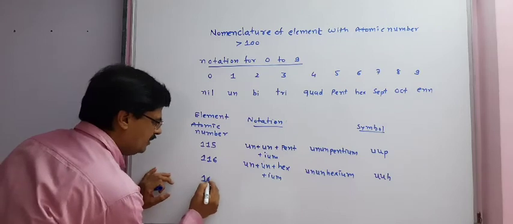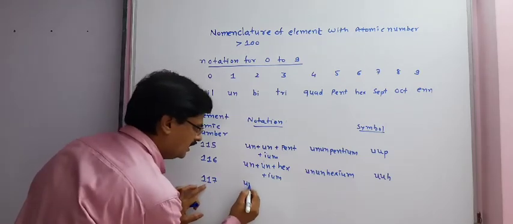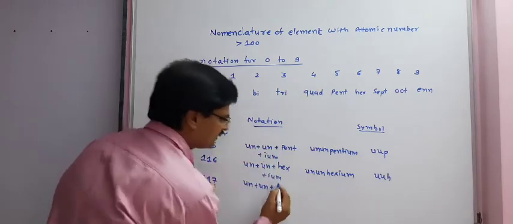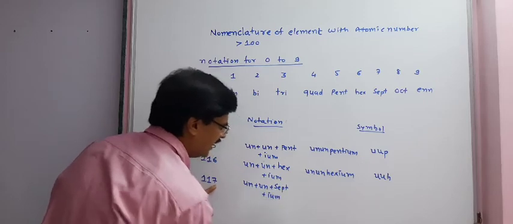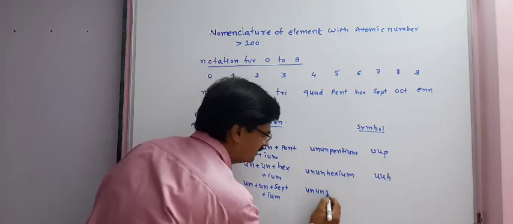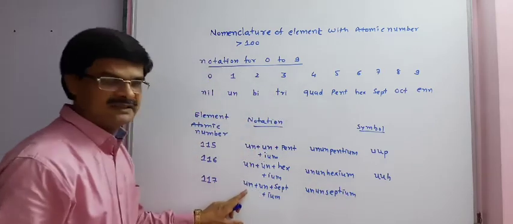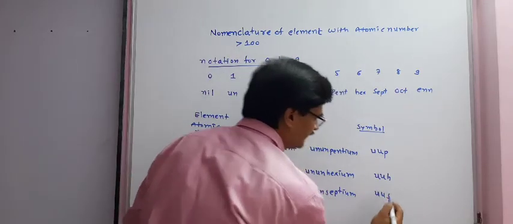Element number 117. Un plus un. Plus for the 7 we have sept plus ium. So we will get the name ununseptium. And the symbol will be UUS.